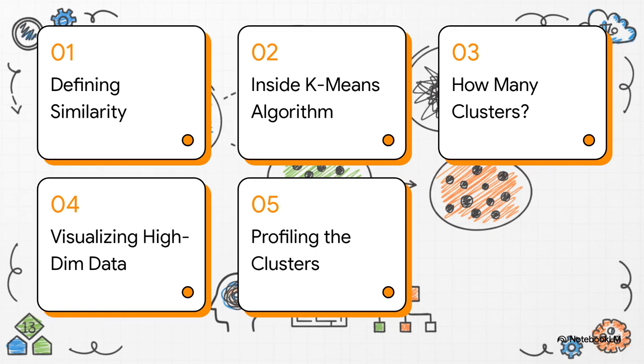So here's our game plan for this journey. First, we have to start with the absolute basics. How do we even teach a computer what similar means? Then, we'll crack open the k-means algorithm to see how it works. After that, we'll tackle the million-dollar question: how many clusters should we even look for? We'll also figure out how to see these groups in messy, high-dimensional data. And finally, the best part, how to turn these abstract clusters into real-world, actionable insights.